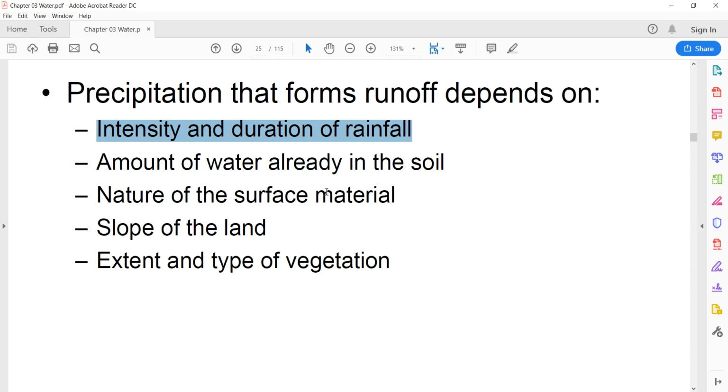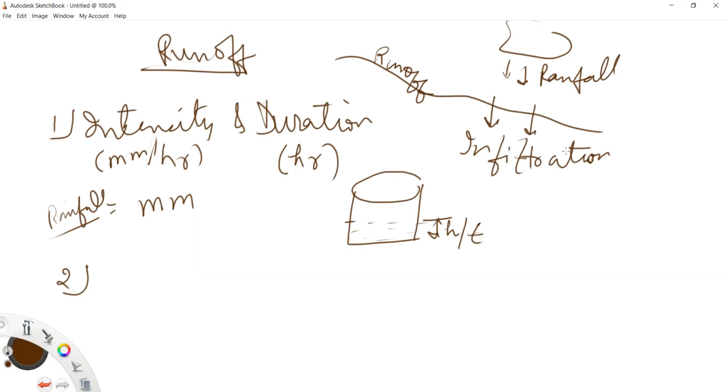And the nature of the surface material, this is another important one. So think about an urbanized area, like in the city where there is a lot of paving, or the ground is covered by some impermeable material, like a road surface or the patio in our houses or the front yard, where you have an impermeable surface, some kind of cement surface. So in those cases also the runoff will be much higher because the surface does not allow the water to infiltrate into the ground. So think about this.